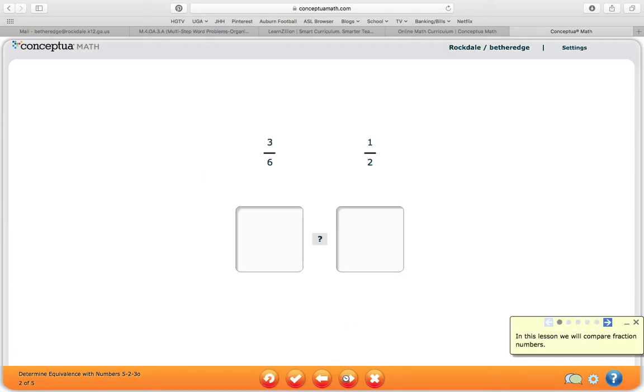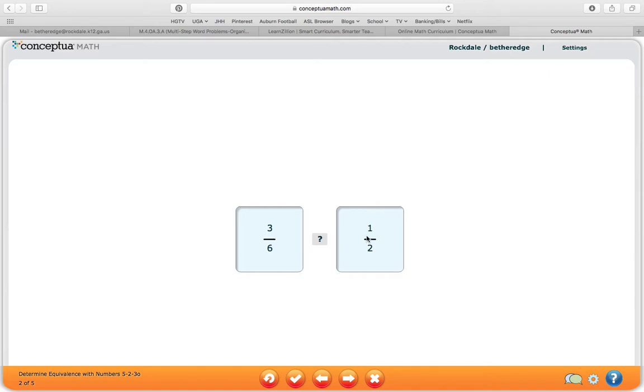Okay, so we're going to do a few problems together before you go into Conceptua and complete a lesson on your own. When you go into Conceptua, you're going to see screens like this, and all of your questions are going to be similar to this. You're going to drag the fractions into these boxes. So you can drag 3/6 here and 1/2 here. And you're going to want to compare those by clicking on the question mark and deciding, are they less than, equal to, or greater than?